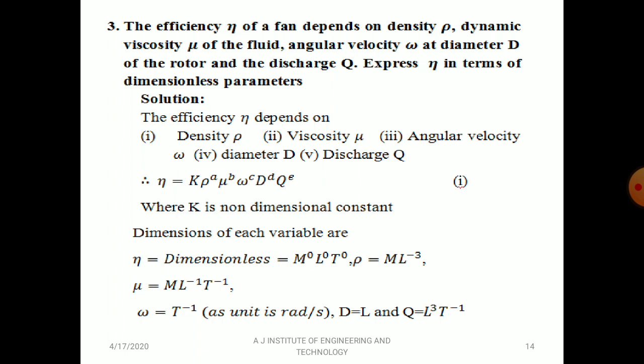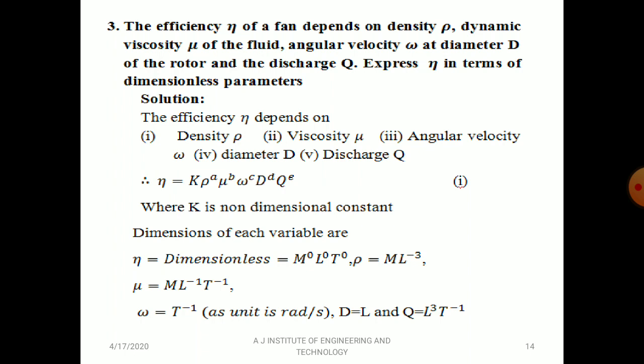So it is dimensionless. So I can write the dimension of eta as m to the power 0, l to the power 0, t to the power 0. You have to find the expression for efficiency, so efficiency is the dependent parameter. What are the independent parameters? Density, viscosity, angular velocity, diameter and discharge. So we can write the expression using Rayleigh method: eta equal to k into rho to the power a into mu to the power b into omega to the power c, d to the power d into q to the power e, where k is a non-dimensional constant and a, b, c, d, e are exponents.